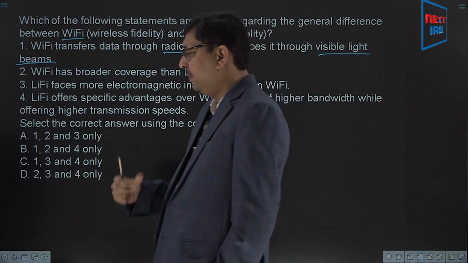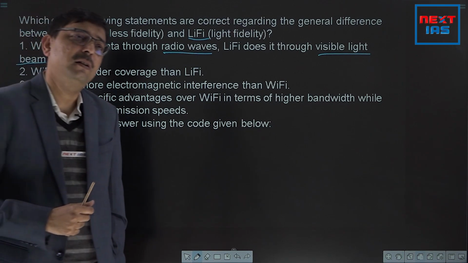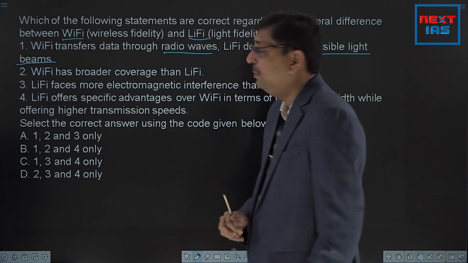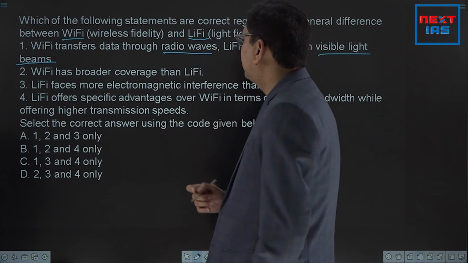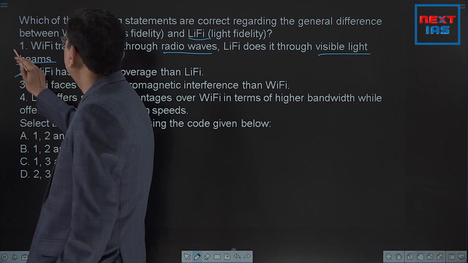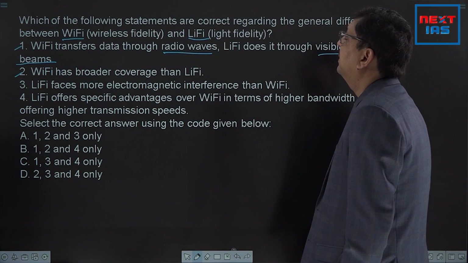Obviously, in terms of coverage, Wi-Fi seems to have broader coverage, because LiFi will be restricted by the presence of walls and all. So this is also right. LiFi faces more electromagnetic interference than Wi-Fi.